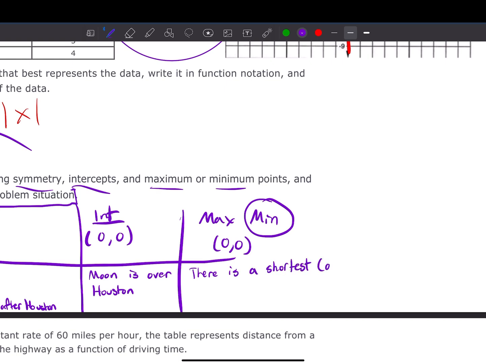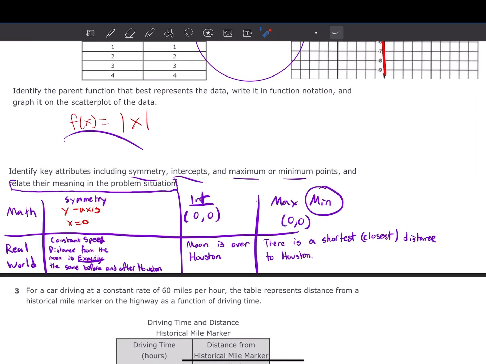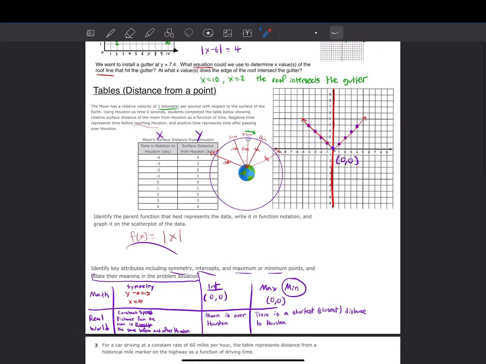A shortest or closest distance to Houston. That's important to say, that there is a point somewhere in this orbit where the moon is directly over. We need to say there is a shortest relative distance. All right. That's how we do a very, very in-depth real-world explanation of the mathematical attributes of the absolute function that we're getting from both a table and a verbal description.